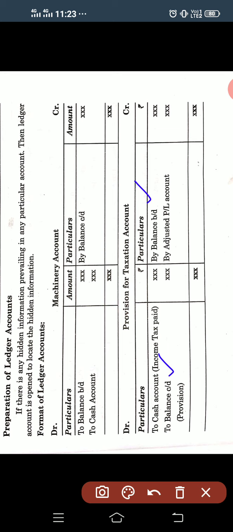Next, if the business pays any tax during the year, then we have to record it to cash account, that is income tax paid. Then the balancing figure will go to the adjusted profit and loss account. That is the third step, where it will be considered. So the balancing figure will go to the adjusted profit and loss account. These are the formats to prepare the ledger accounts.